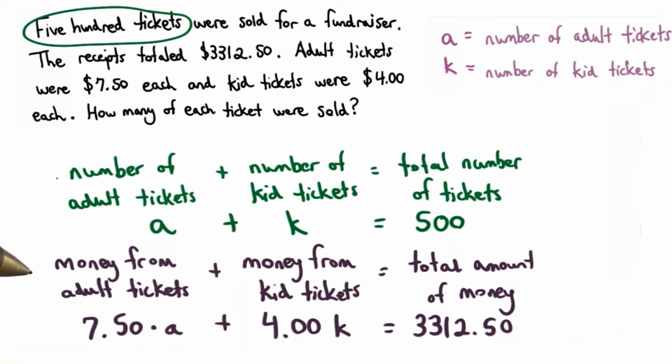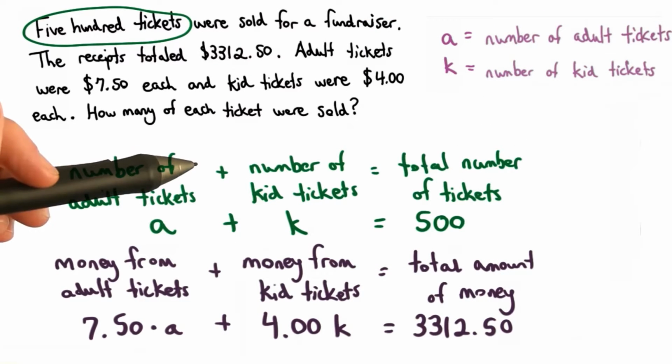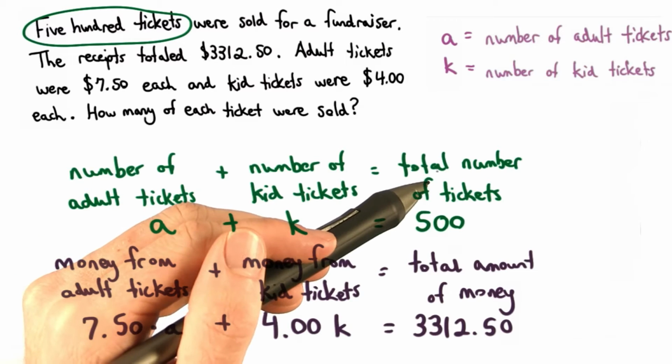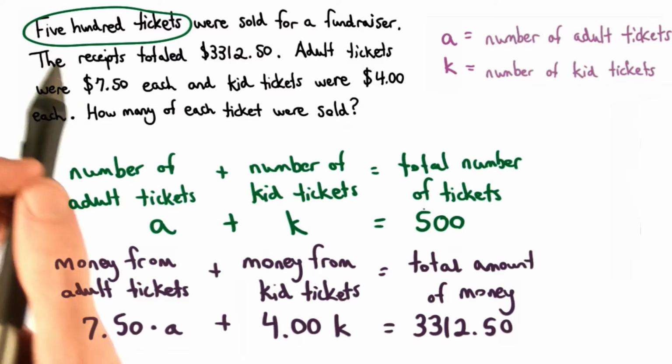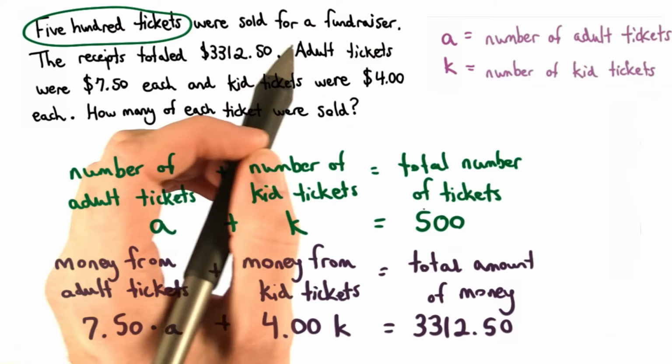These are the two equations we need to set up. The number of adult tickets and the number of kid tickets should equal our total number of tickets. Using our variables, I have A plus K is equal to 500. 500 was the total number of tickets sold for the fundraiser.